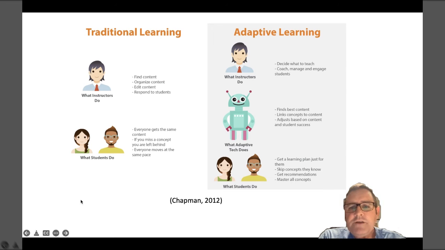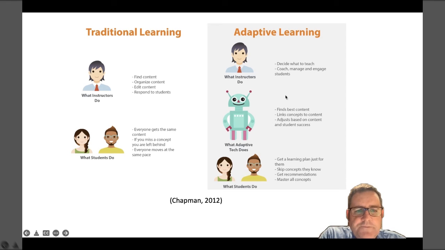And traditional learning, as you can see over here, is what we experienced at school, and in many ways what we dish up to our students. You find the content organiser, everybody gets the same content, everyone moves at the same pace. You've seen all that before. Adaptive learning is a bit different. It's the holy grail of education, and that is to try to personalise the learning experience.